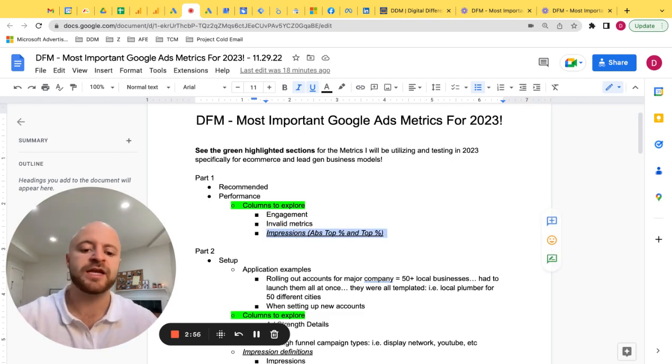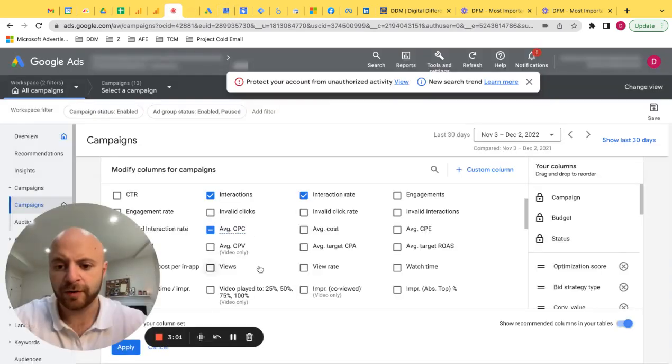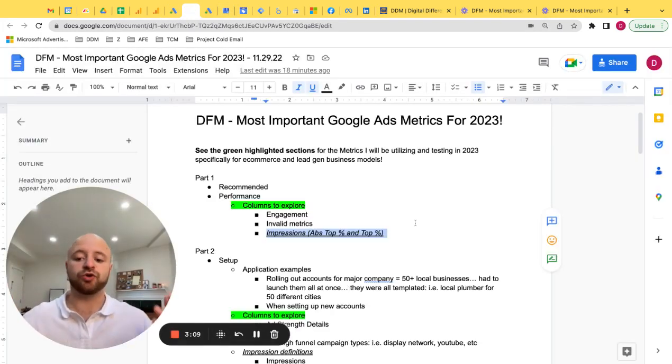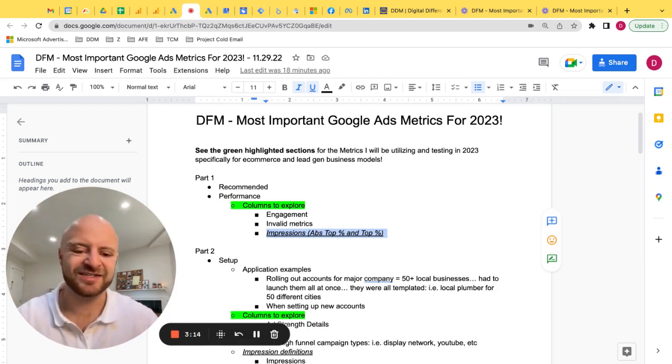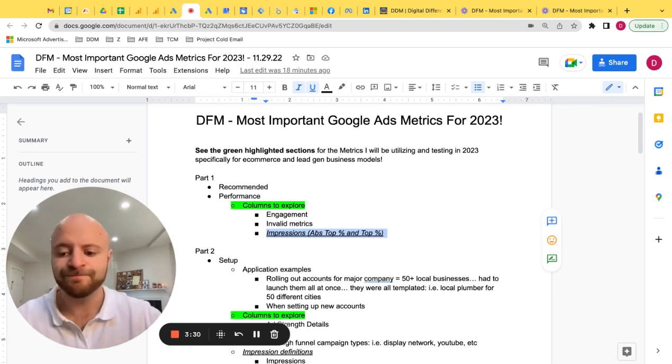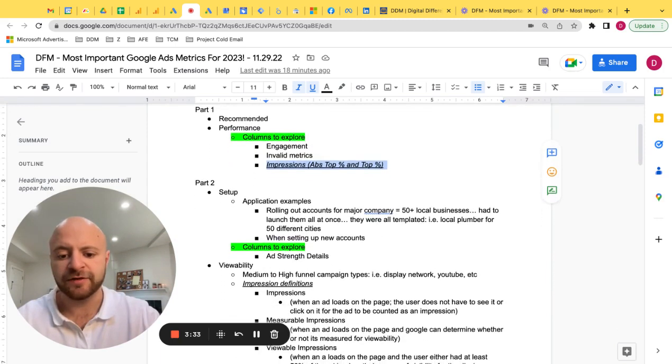Also, absolute top percent and top percent for impressions. Let's see. I want to make sure I'm talking about the right thing here. So again, the reason why this is important, because being a traditional Google Ads operator, impressions doesn't really mean a whole lot, right? I mean, it just showed up on the page. It loaded on the page that someone's on, but that doesn't necessarily mean they saw it. It just loaded. So with this, we can actually see your top percentage and your number one ranking percentage. So that's damn good stuff right there.